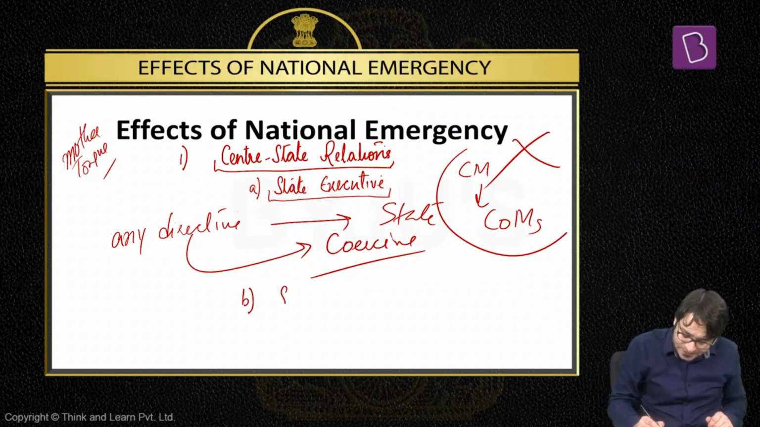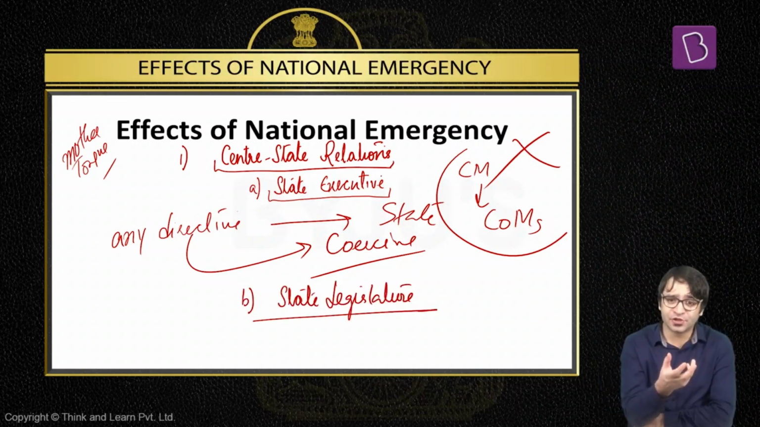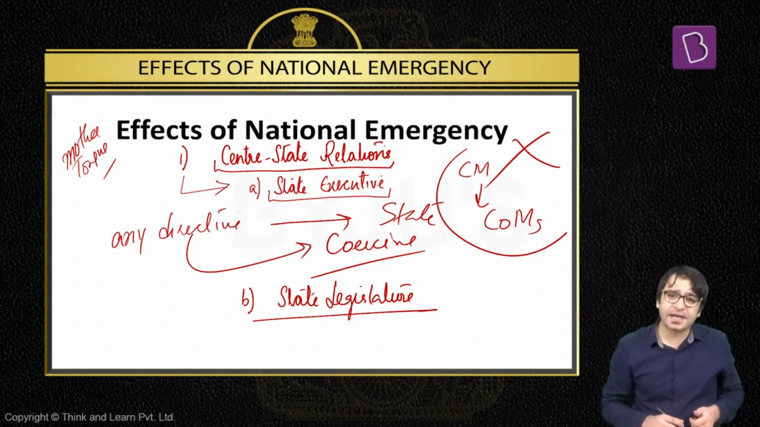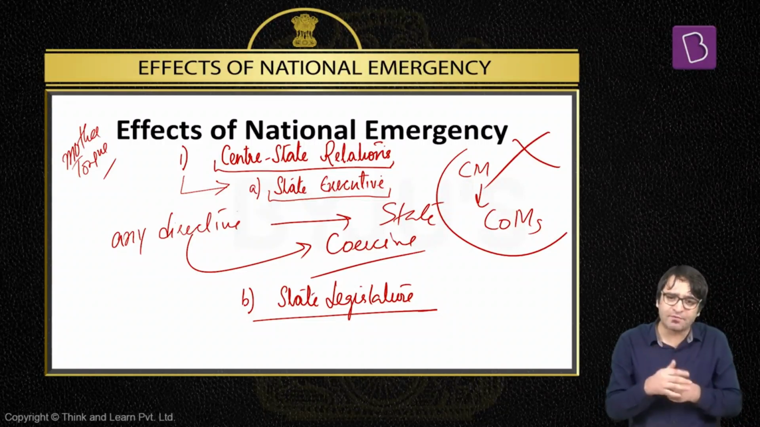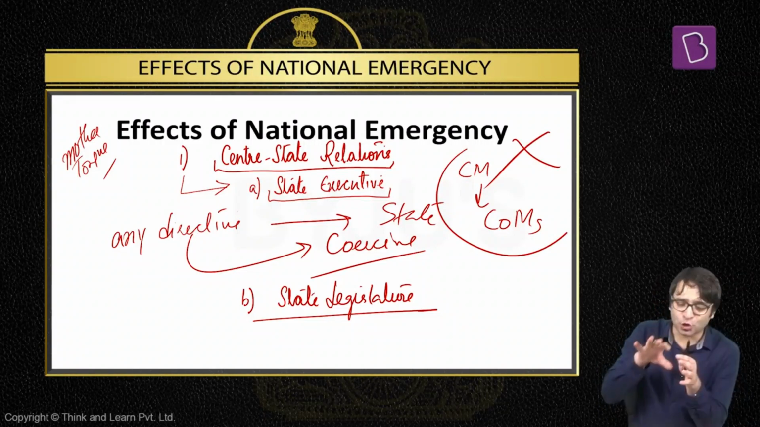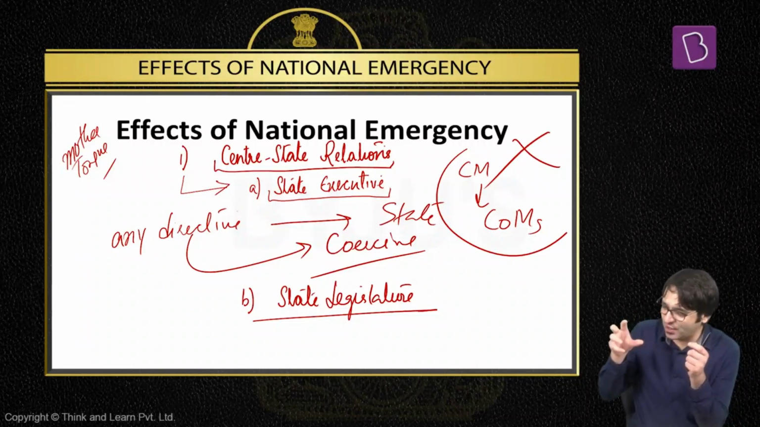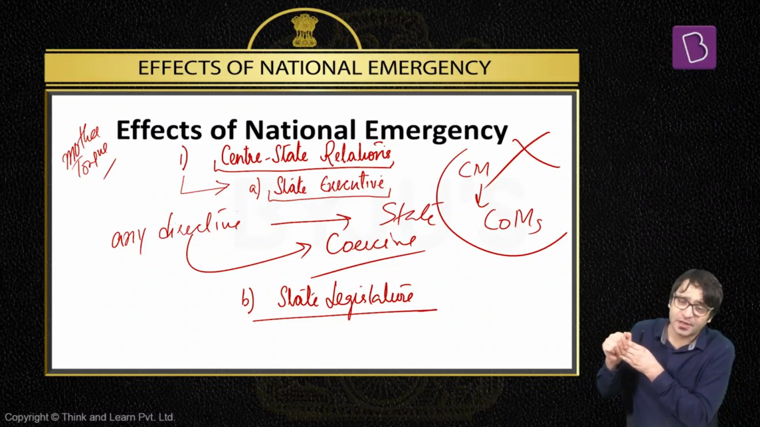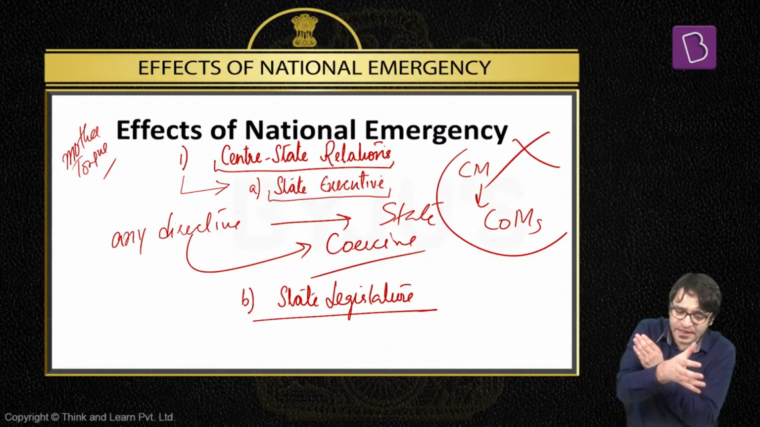Impact number 2 on the state legislature. What is the impact of national emergency on state legislature? Distribution of powers. Union list, state list, concurrent list. Impact on state executive, which is dual government. One feature of a federal constitution is dual government: one government at the center, one government in every state as well. This dual government is under strain during national emergency. At any point in time, the center can dismiss the state government. The state government can be brought under the complete control of the center. That means during national emergency, as I told you, our constitution changes its form and becomes unitary.